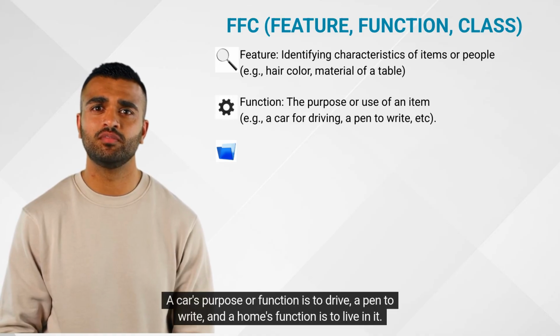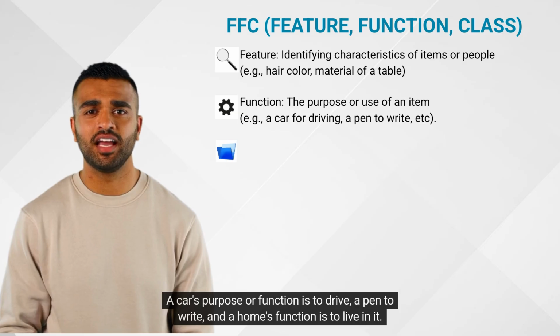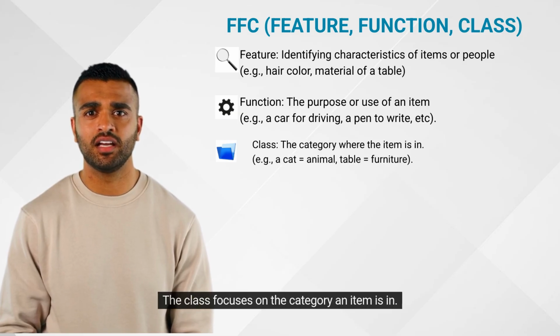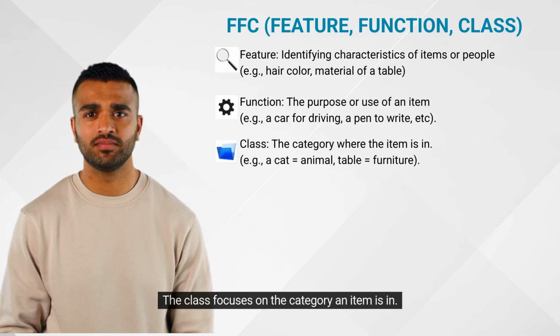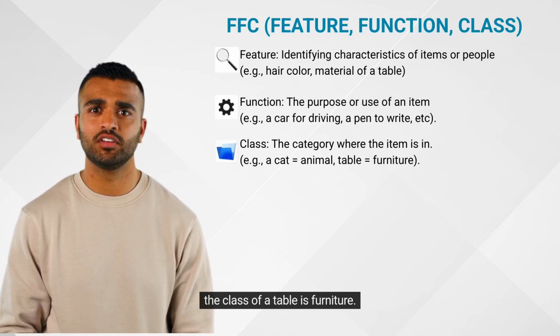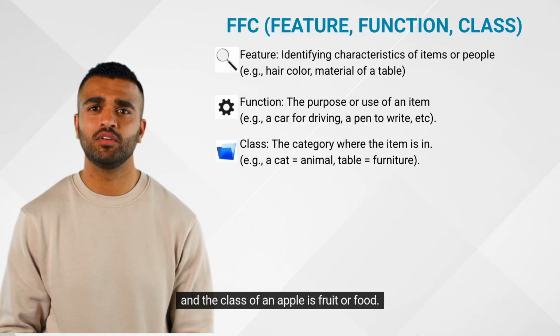A car's purpose or function is to drive, a pen to write, and a home's function is to live in it. The class focuses on the category an item is in. For example, the class of a cat is an animal. The class of a table is furniture. And the class of an apple is fruit or food.